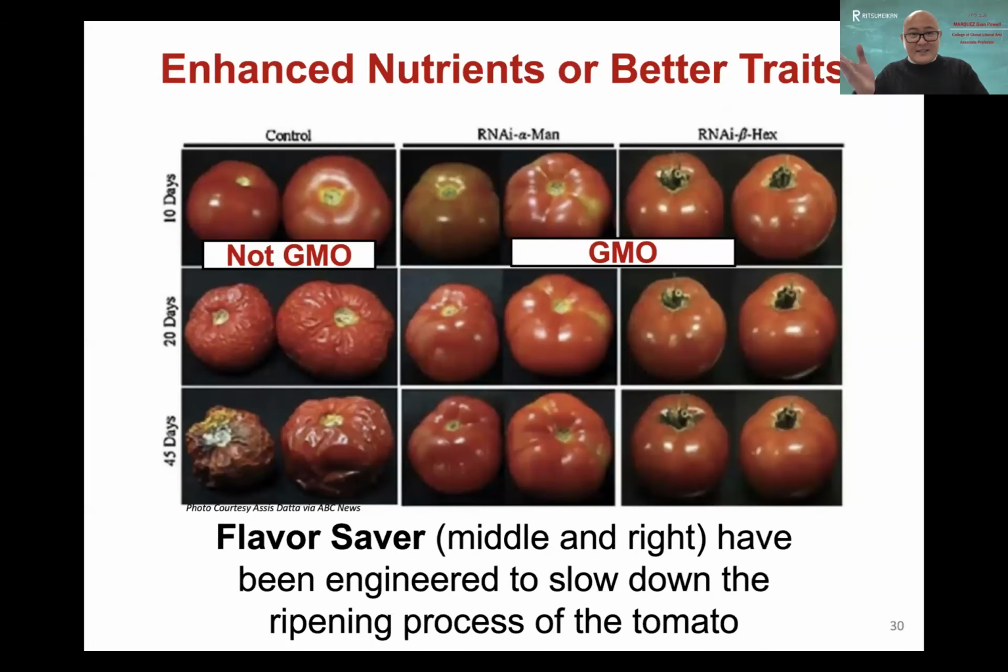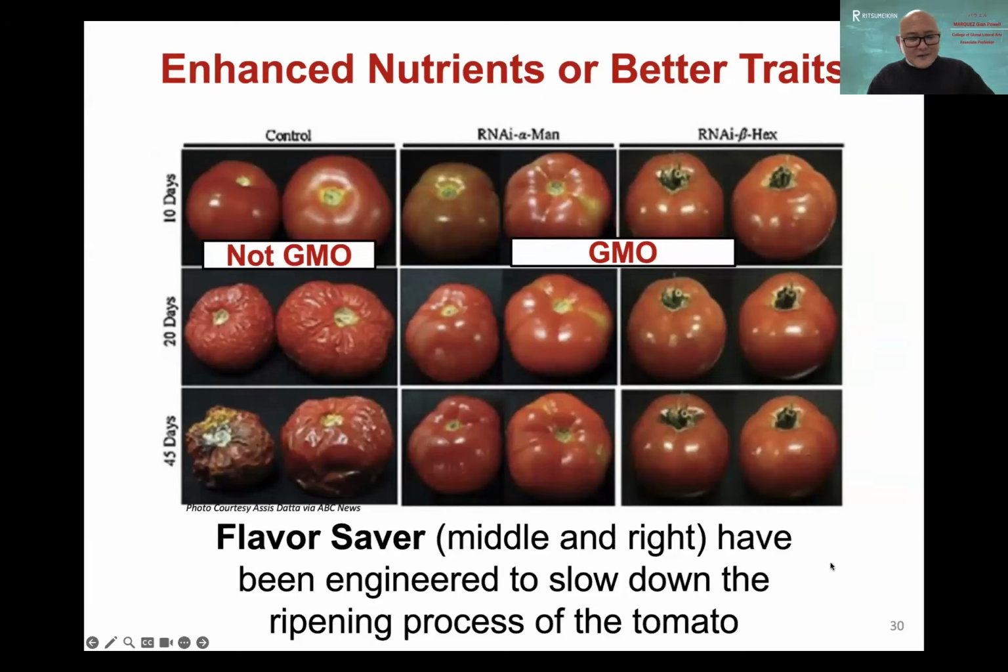Next, this is GM flavor saver or GM tomato, and it has enhanced nutrients or better traits. And this trait, they rot very slow. So is it safe or not? Look, this is 10 days, this is 20 days here, and this is 45 days. This is the control, not GMO. These are the GMO variety. You can see here after 45 days, the control, the non-GMO, is already rotten compared to this.